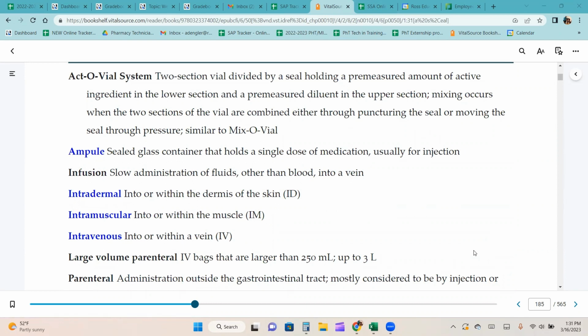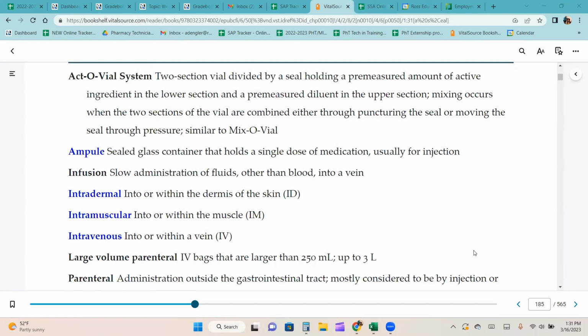An active vial system is a two-section vial divided by a seal holding a pre-measured amount of active ingredient in the lower section and a pre-measured diluent in the upper section. Mixing occurs when the two sections of the vial are combined, either through puncturing the seal or moving the seal through pressure.